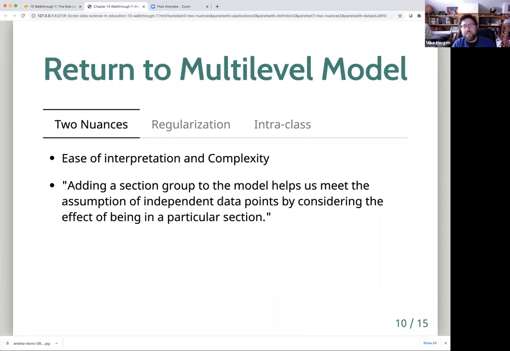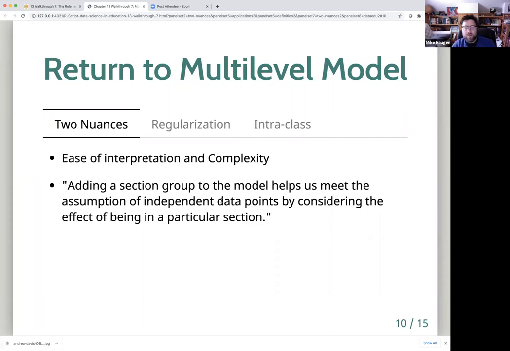A couple of nuances with doing a multi-level model is ease of interpretation versus complexity. If you have a lot of dummy variables, that can be good because you have more data in your model, but it might be harder to make sense of. And adding a section group to the model helps us meet the assumption of independent data points by considering the effect of being in a particular section.